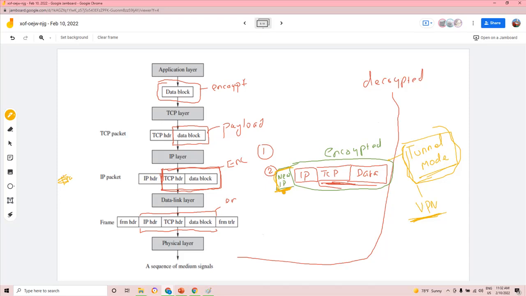So if VPN is used, what happens? The entire IP packet will be encrypted and a new IP header will be attached. So what happens if the IP packet is encrypted? The ISP provider cannot read the content, and neither can the firewall. Understand? That's why VPN is the best example for tunnel mode.